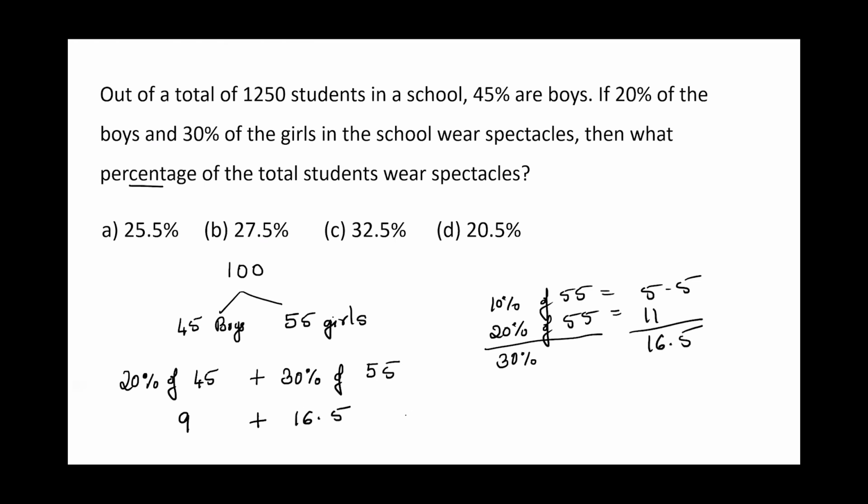So with a simple calculation, we got the total boys and girls. So added up, I get 25.5. So can I say in terms of percentage, we have 25.5% of the total students are wearing spectacles. So this question became really easy when you took the total number of students as 100.